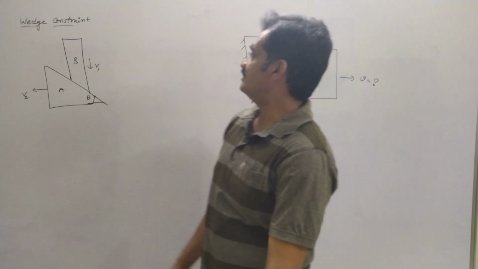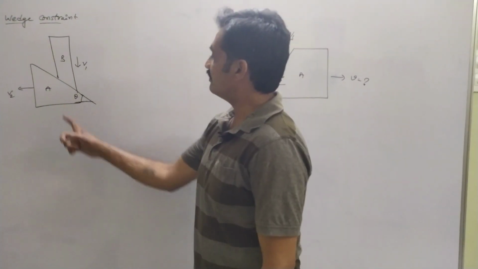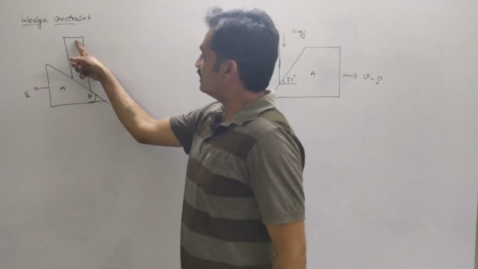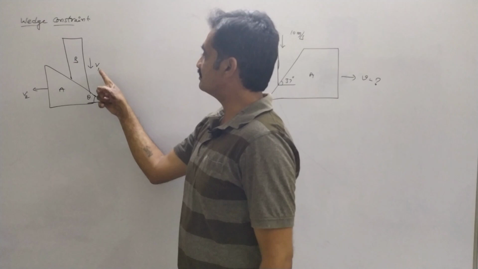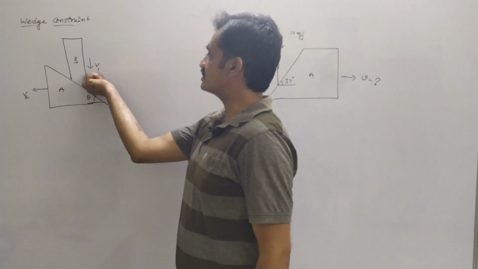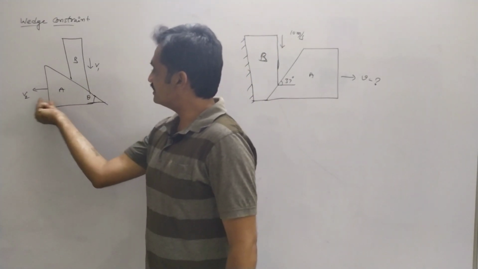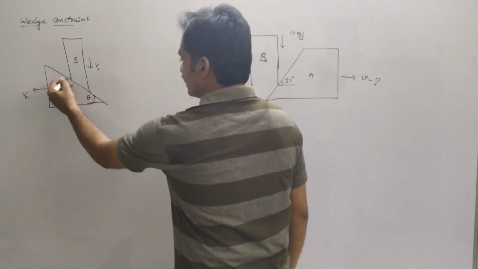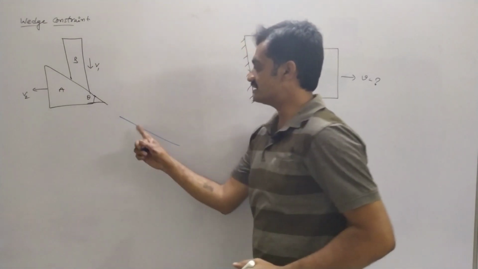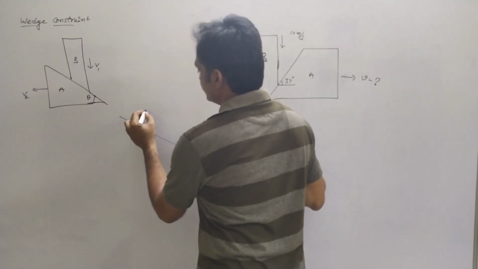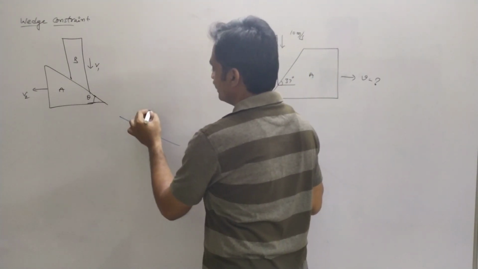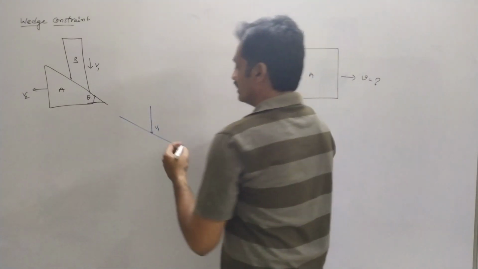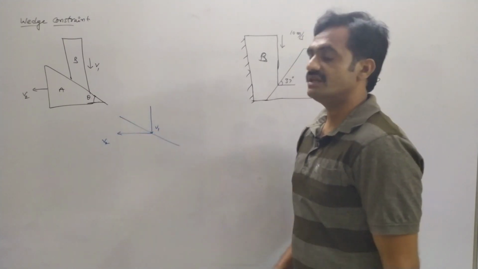Now we are going to discuss the wedge constraint. So here we consider 2 wedges placed one over the other. Observe that the wedge B is moving in the downward direction with a velocity of V1 and wedge A is moving with a velocity of V2. If we consider along this slope, observe this, the block B is moving in the downward direction with a velocity V1, whereas A is moving with a velocity V2.